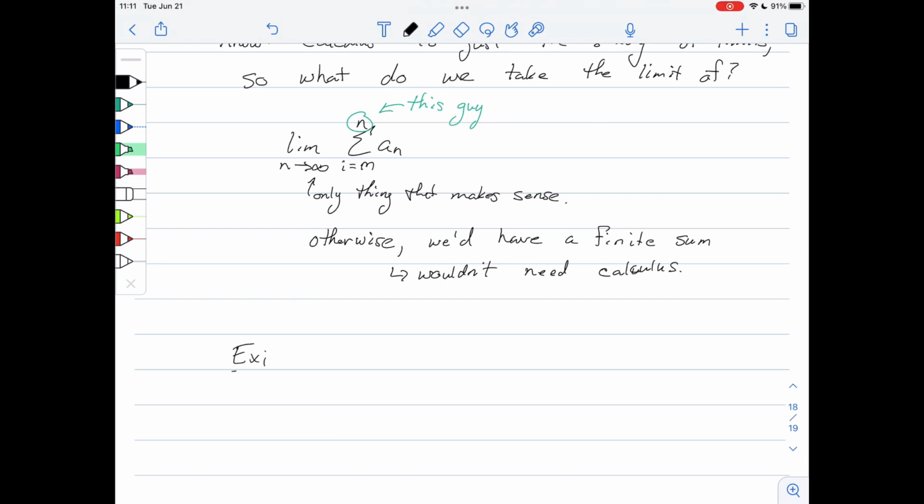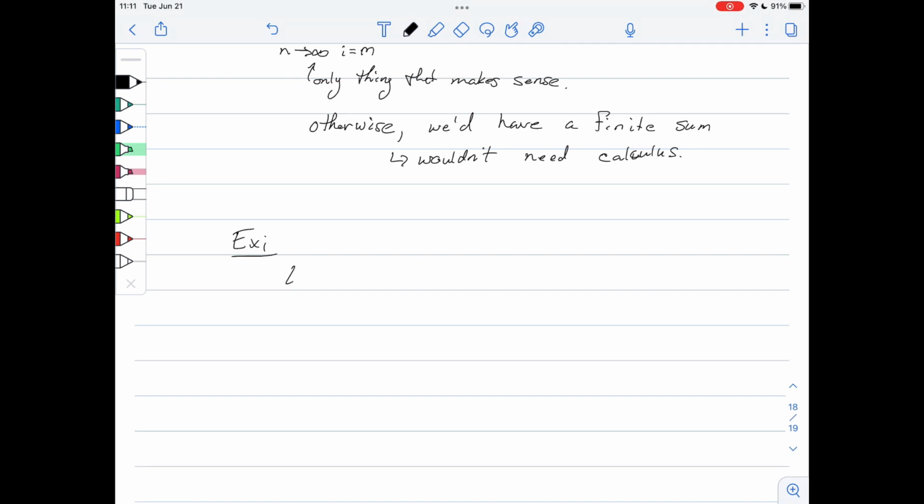Now let's take a look at an example here. For this example, we're going to take the limit as n goes to infinity of the sum from 1 to n of 3 over n times the quantity i over n squared plus 1. Okay? So just like taking limits in the beginning of Calc 1, we're going to simplify it. The first thing we're going to notice is that 3 over n is constant in the sum. Why is it constant in the sum?